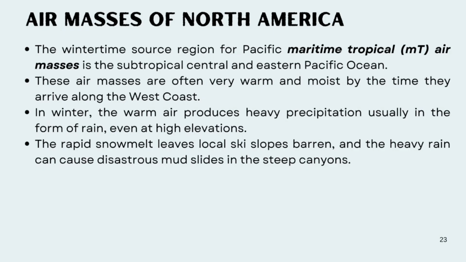So the wintertime source region for Pacific maritime tropical air masses is the subtropical central and eastern Pacific Ocean. Consequently, these air masses are often very warm and moist by the time they arrive along the west coast. In winter, the warm air produces heavy precipitation, usually in the form of rain, even at high elevations.